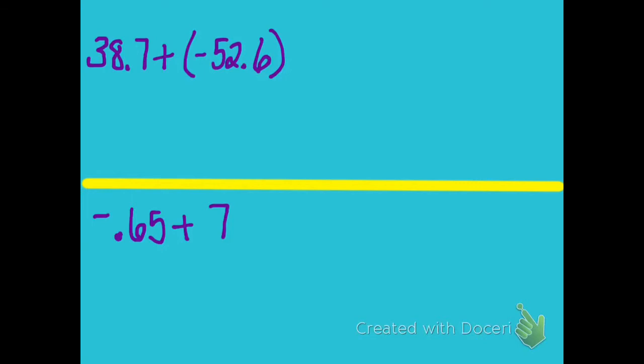Alright, now we're going to talk about decimals. The same rules apply for decimals as fractions and as whole numbers. So first thing you're going to look at is what rule applies here. These have different signs, so you're going to subtract. 52.6 has the higher place value, so it will go on top. And then 38.7 will go on bottom. The rule of thumb with decimals is you have to make sure that you line the decimals up.